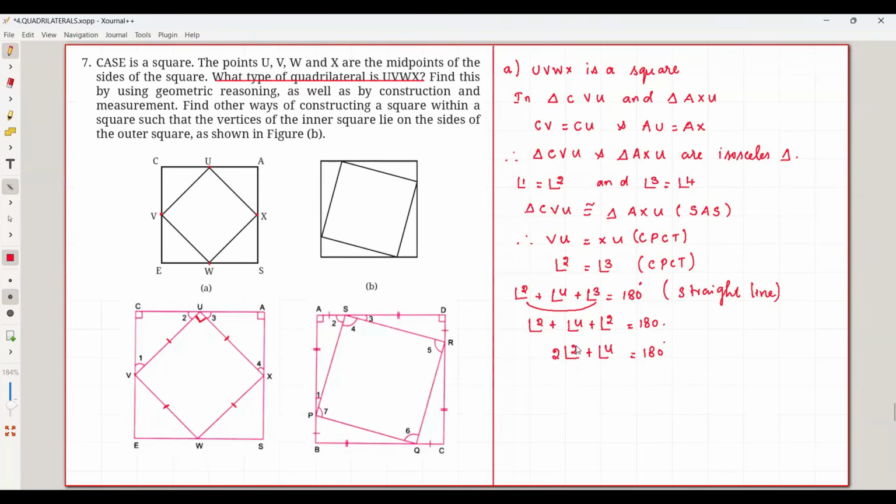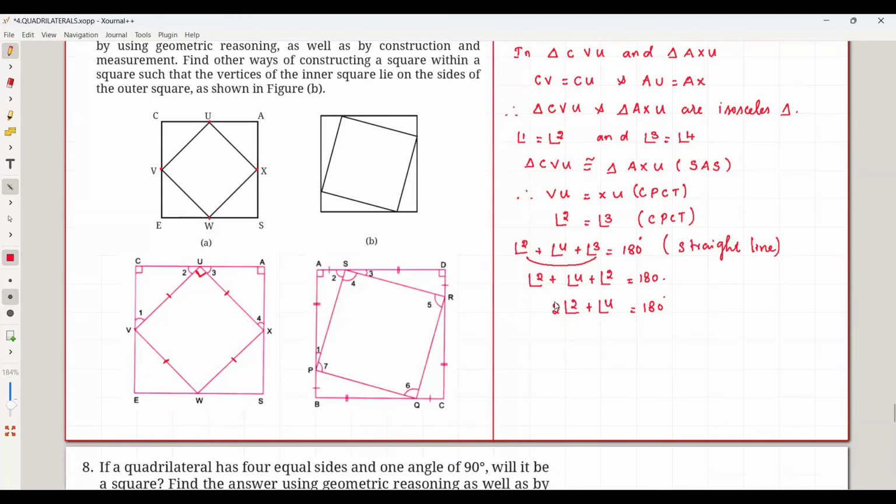Here we have to get the value for angle 2. How to get angle 2? Just take the triangle, and this is an isosceles triangle. We'll find out the angle 2, and then we'll substitute here. So I'm doing this on this side for finding the angle. For finding angle 2, I'm choosing the triangle CVW.